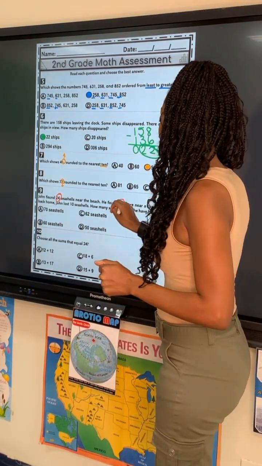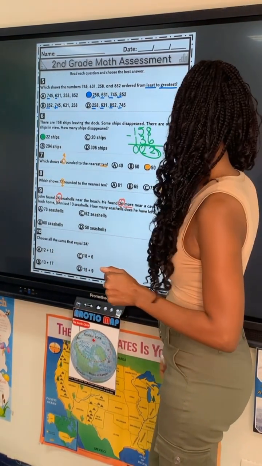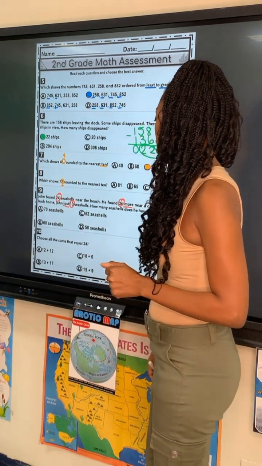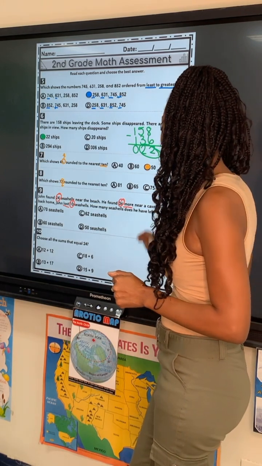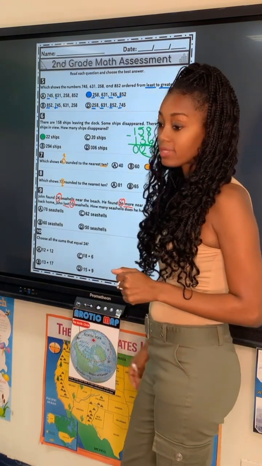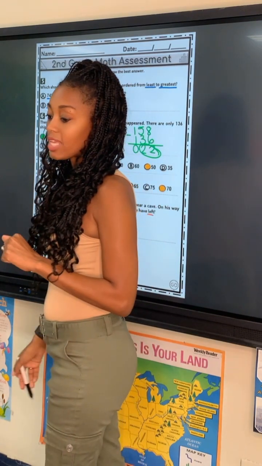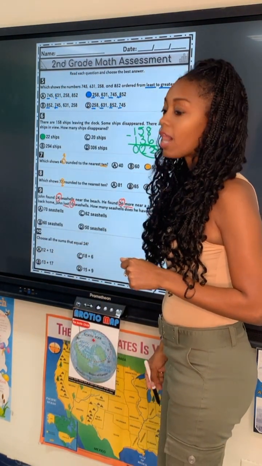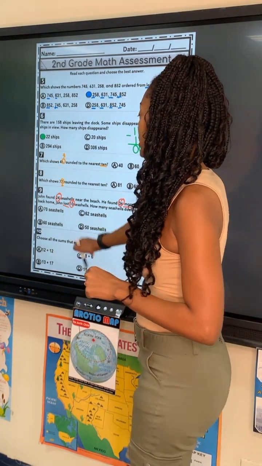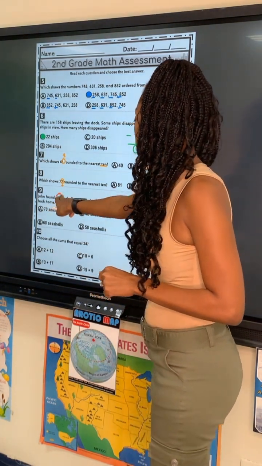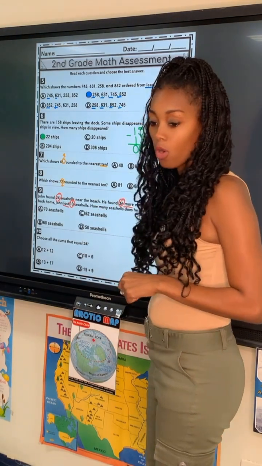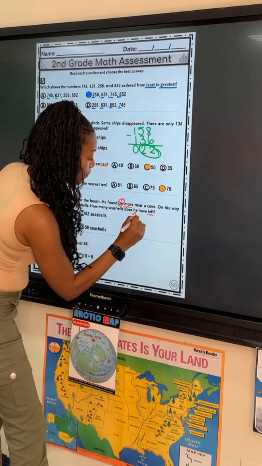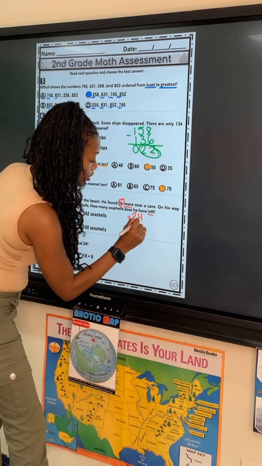Number 9, John found 24 seashells near the beach. He found 36 more near a cave. On his way back home, he lost 10 seashells. How many seashells does he have left? So we have some keywords and we have 3 numbers that we are working with. What kind of problem is this? A 2-step problem. So he started with 24 that he found, and then he found 36 more. What do I need to do? I need to add 24 plus 36.